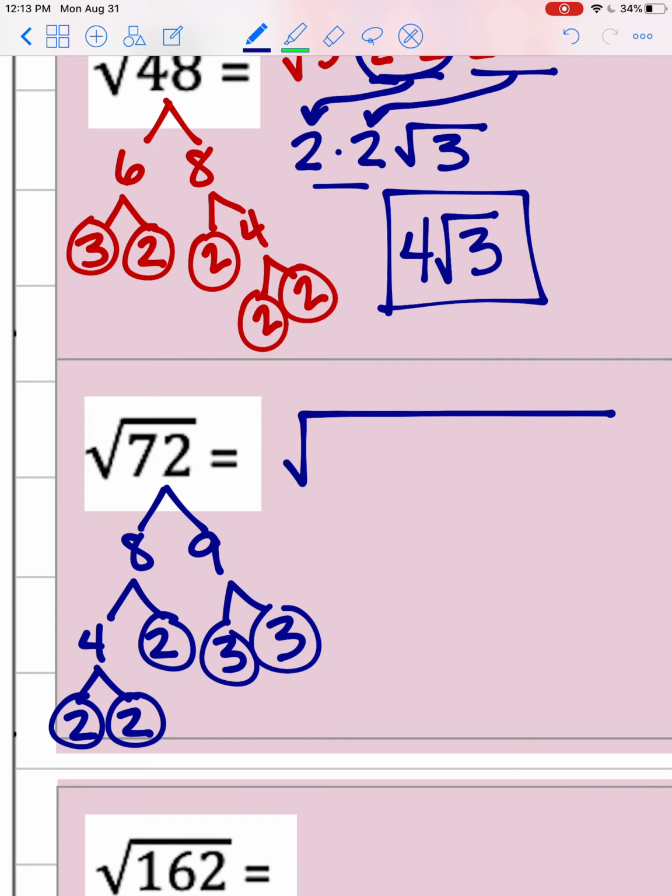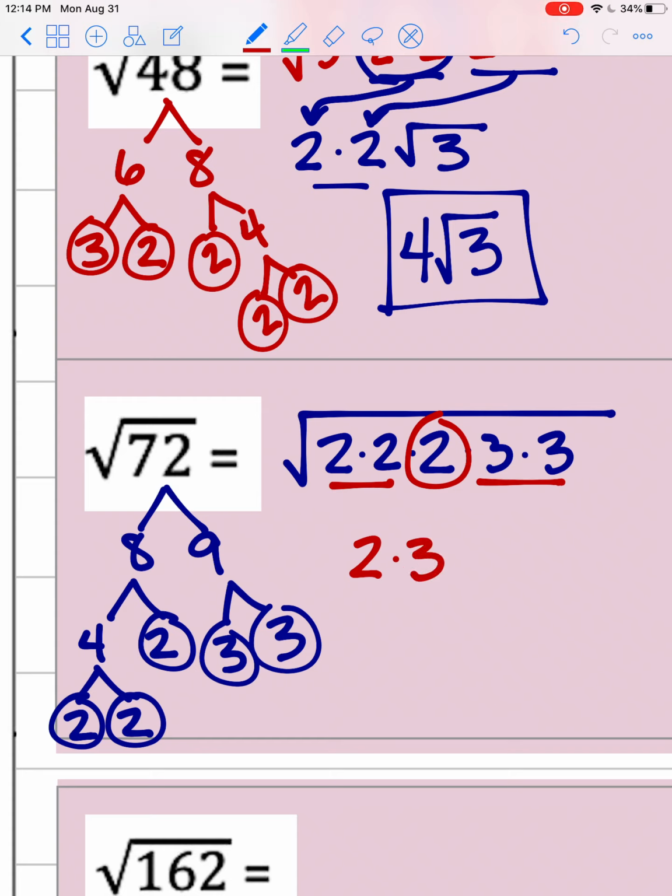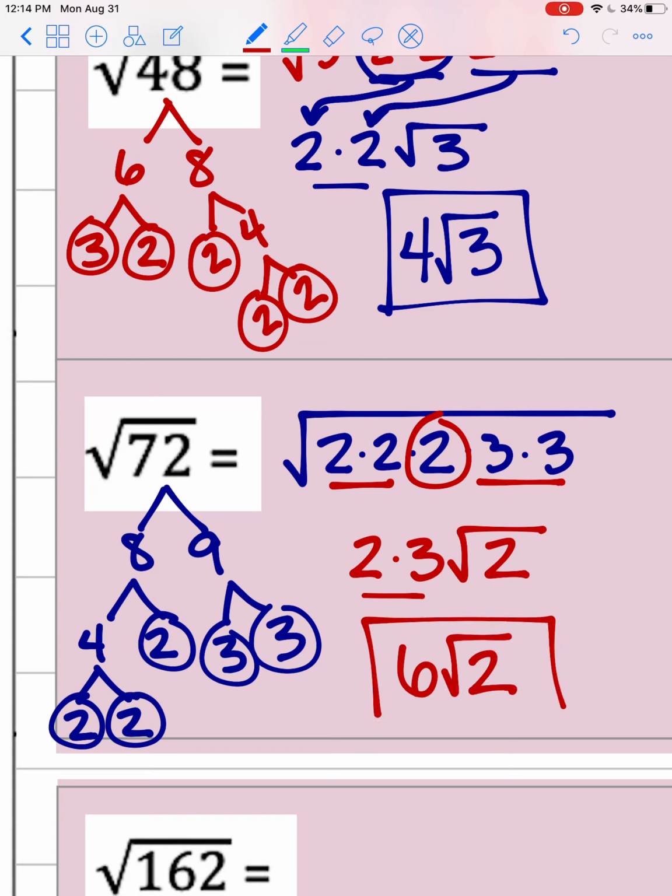Let's put all of those numbers under our radical. We have 3 2's that we circled and 2 3's. Okay, let's look for groups. I have 1 pair of 2's, 1 pair of 3's. This guy here doesn't have a pair, so he's going to stay under the radical. So we have a 2 that comes out times a 3 that represents each of our pairs times the square root of 2 because he didn't have a pair. Multiply what's on the outside, and that gets me 6 square root of 2. Okay? Let's look at the next one.